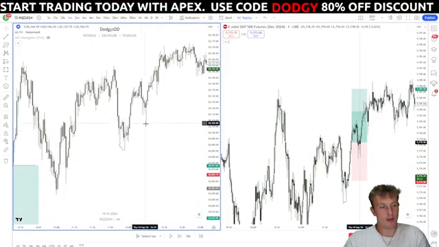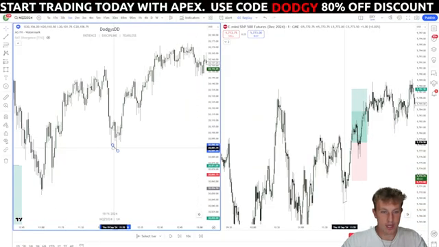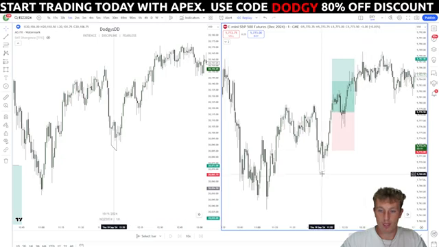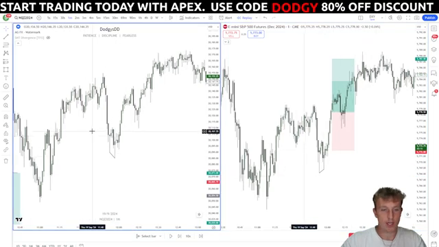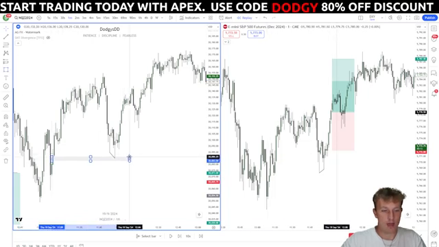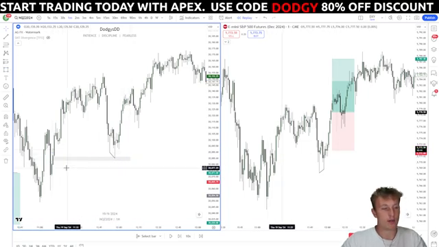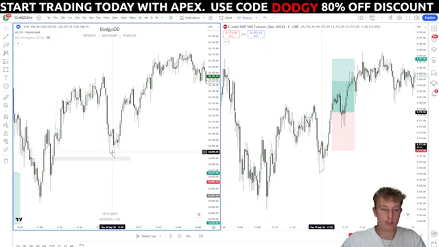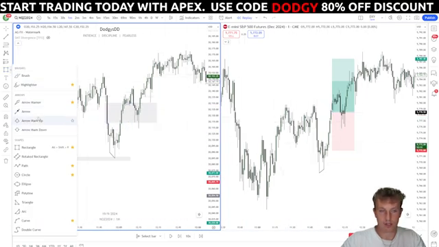Last but not least, we have our final example here. We can see there's actually a smaller SMT, but what I like about this SMT is ES makes a higher low and NQ makes a lower low. What I really like about this is we're coming off of another fair value gap to the left. So again, you don't know that we're going to bounce off this in live time until you actually see the reaction. And then once you see the SMT, once you see this reaction, you're like, okay, this is likely to be a good inversion on ES.